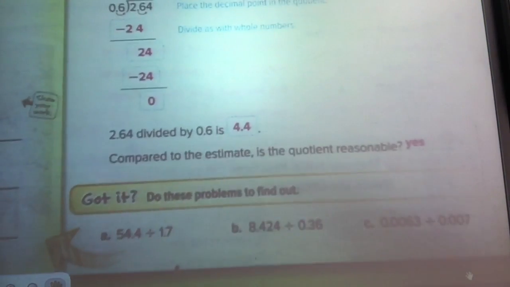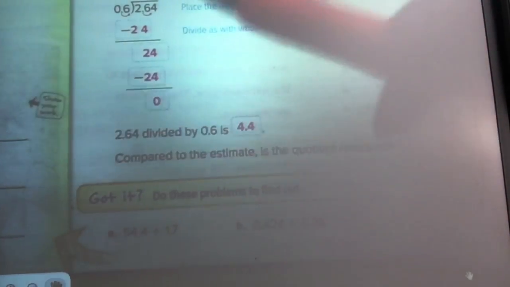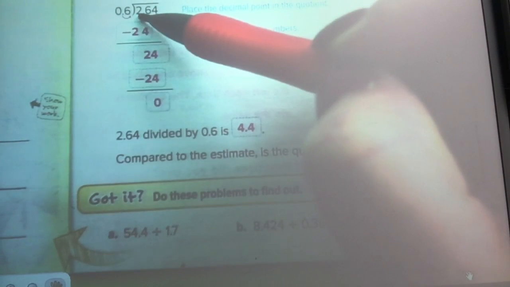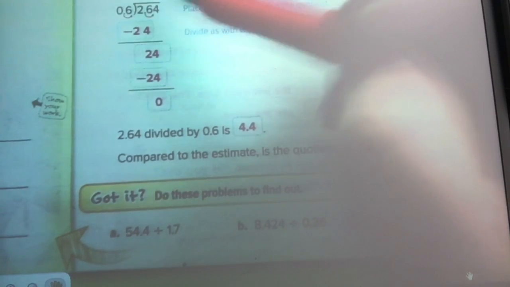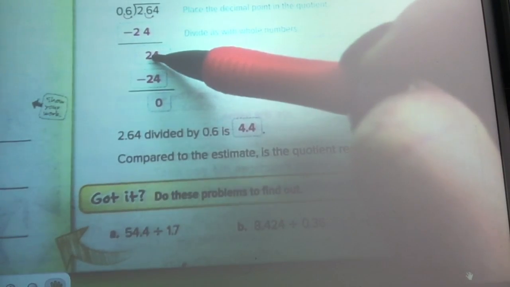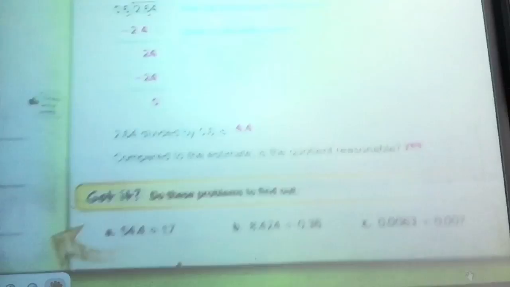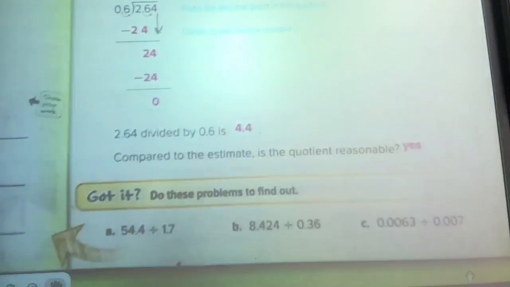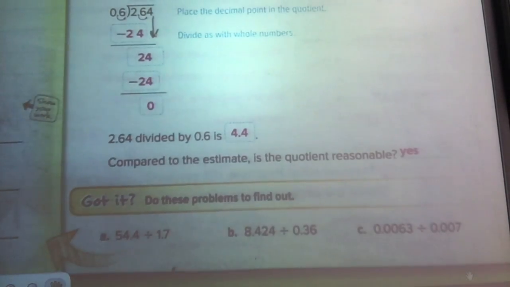So then it shows us right down here, we move the decimal place, and we divide like normal. So 6 goes into 2, it doesn't. But it goes into 26 4 times. 4 times 6 is 24. We subtract it off because we gave it away. We have 2 left over. Bring down the 4. 24. 6 goes into 24 4 times. Subtract 24 and you have 0.